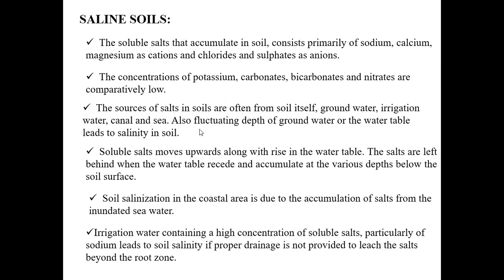So whenever we irrigate with saline water, definitely soils will become saline and turn into salt-affected soils. Or fluctuating water table conditions we can see, and also soluble salts move upward due to the water table rise. This is what happens in arid conditions.